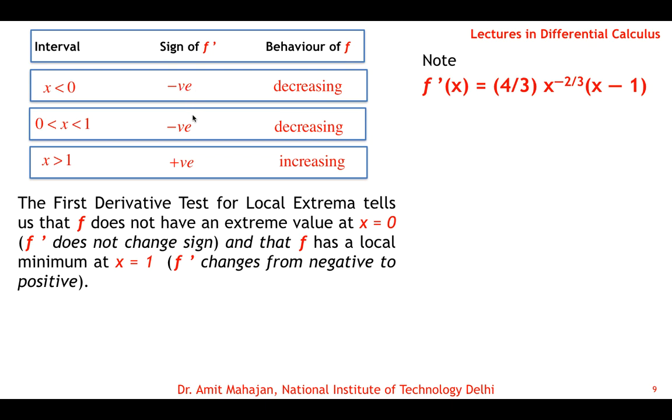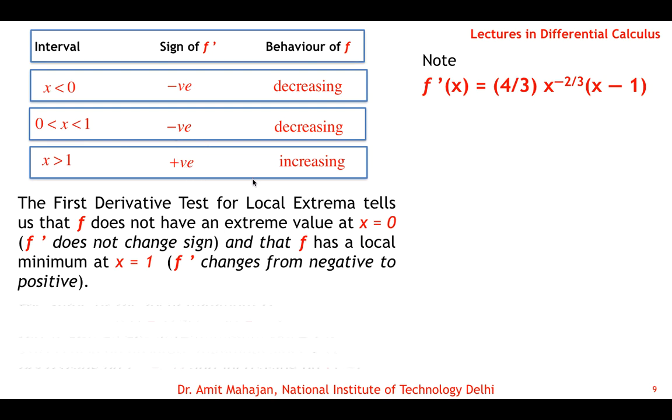Okay, so there is no maxima or minima at x equal to 0, so it does not have any extreme value at x equal to 0. f dash does not change sign. The slope was negative, and then it becomes positive as we cross the point x equal to 1. So when slope is negative and then it becomes positive, that means there is a local minima at that point. So x is equal to 1 is a point of local minima.